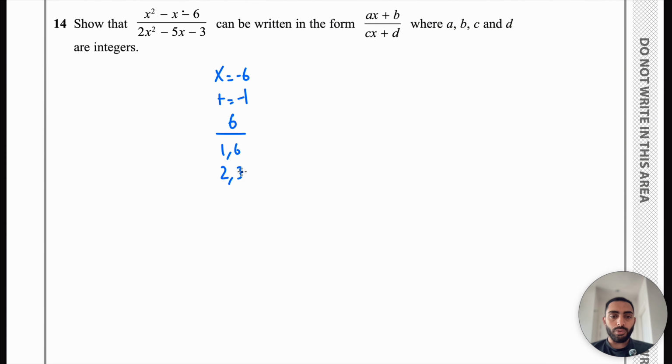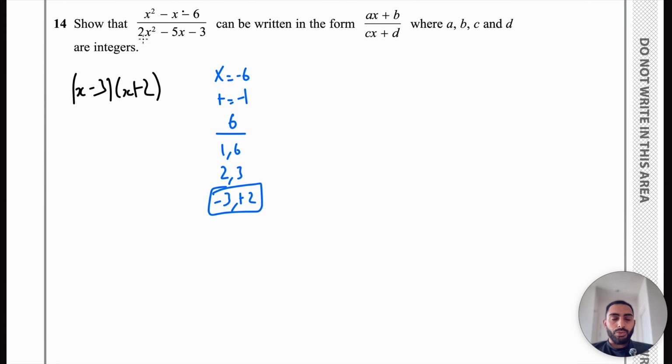So I think it's going to be this 2 and this 3, but we just need to decide which way around it'll be. Will it be positive 2 and negative 3, or negative 2 and positive 3? It's going to be negative 3 and positive 2. So I'm going to use that to factorize it. In the first bracket, it's going to be x minus 3. And in the second bracket, it's going to be x plus 2. That's my numerator factorized.